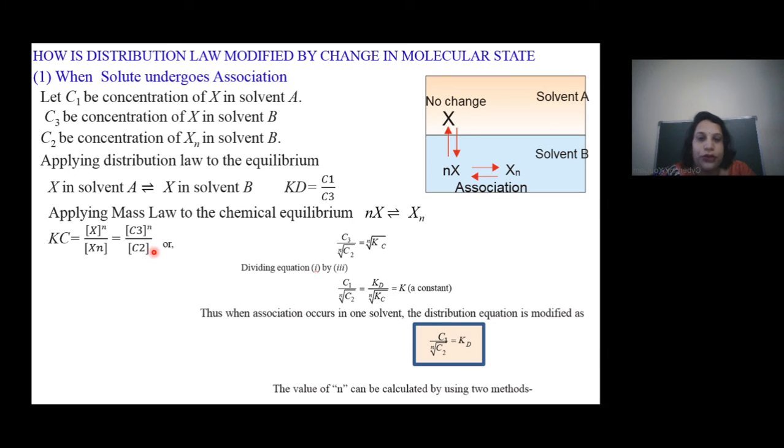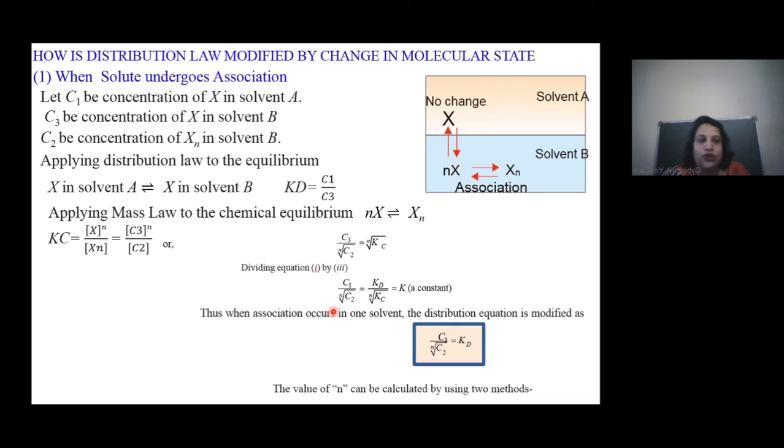Now, if we take its nth root, we can get this expression. Both expressions contain C3, which we can cancel. For cancelling the term C3, we divide these two expressions. All these terms, KD and KC, are constants, so we can consider it as a new constant K. So we reach the distribution constant K is equal to C1 upon the nth root of C2.